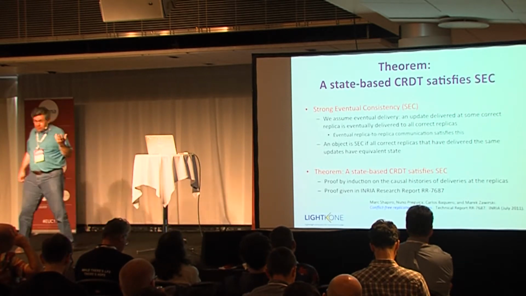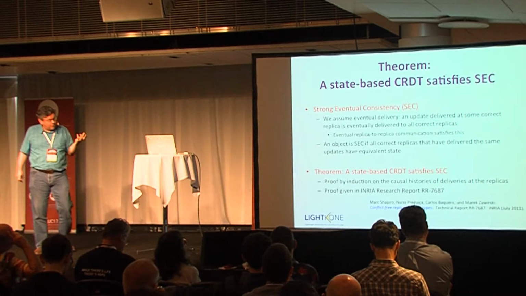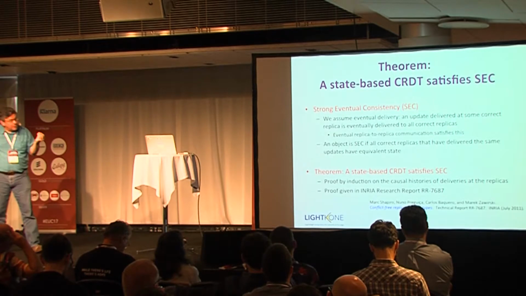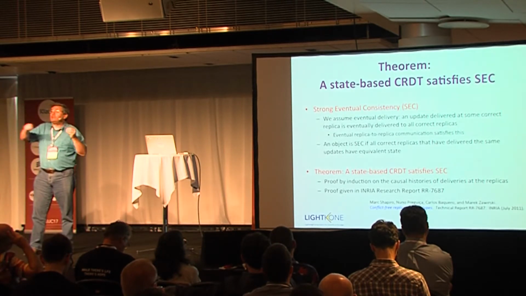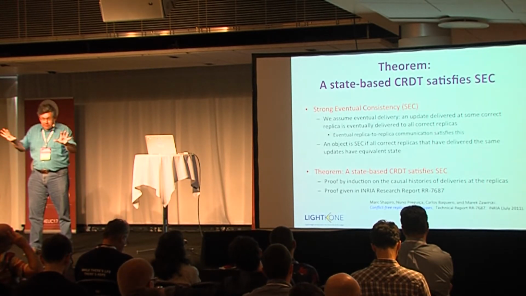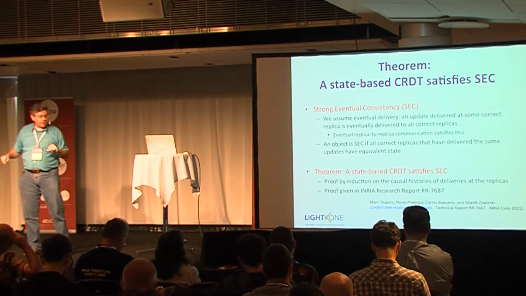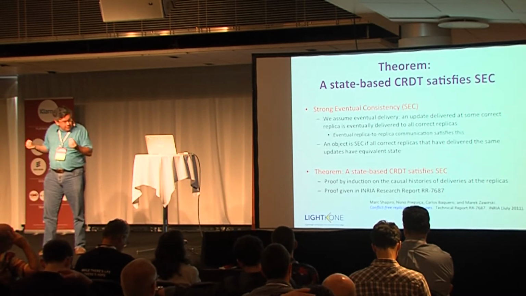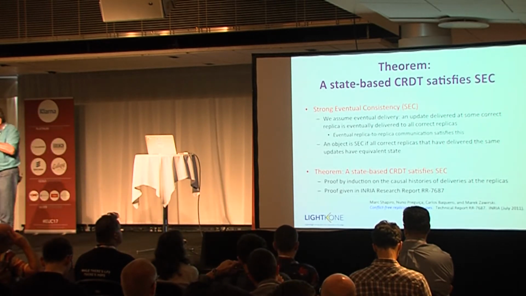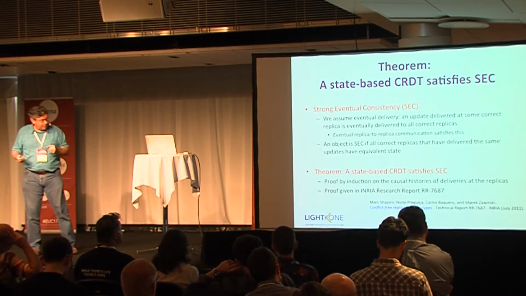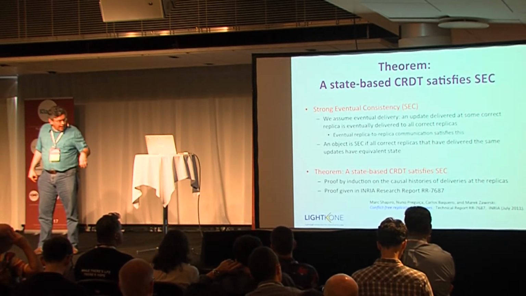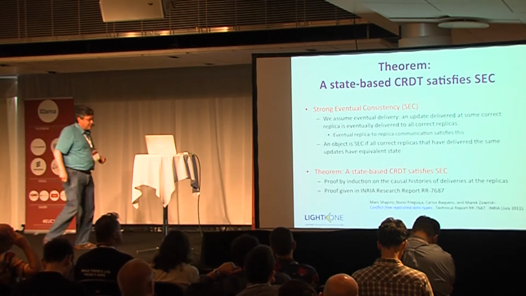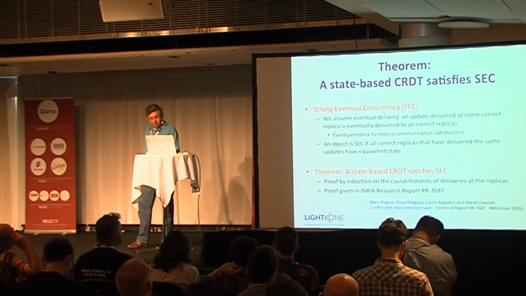A state-based CRDT is convergent. It satisfies strong eventual consistency. So we assume that an update delivered at some correct replica will eventually be propagated to all the replicas. This is an important assumption. This is the synchronization model that we're assuming. And if all correct replicas have delivered the same update, so basically the update is in their causal history, then they have the same value. And you can prove the theorem, and there's an INRIA research report. The reference is on the slide, which I recommend you read if you want to understand more.